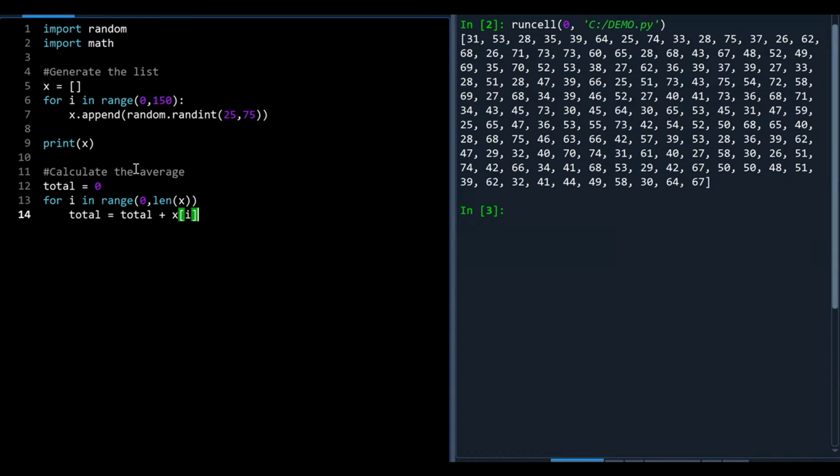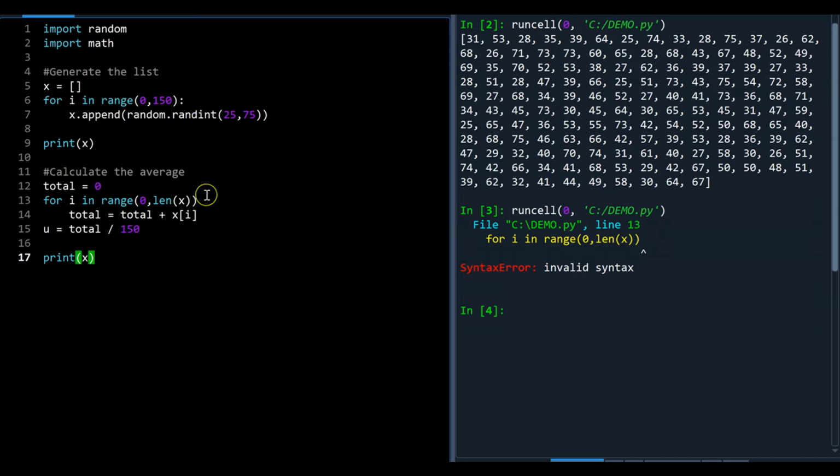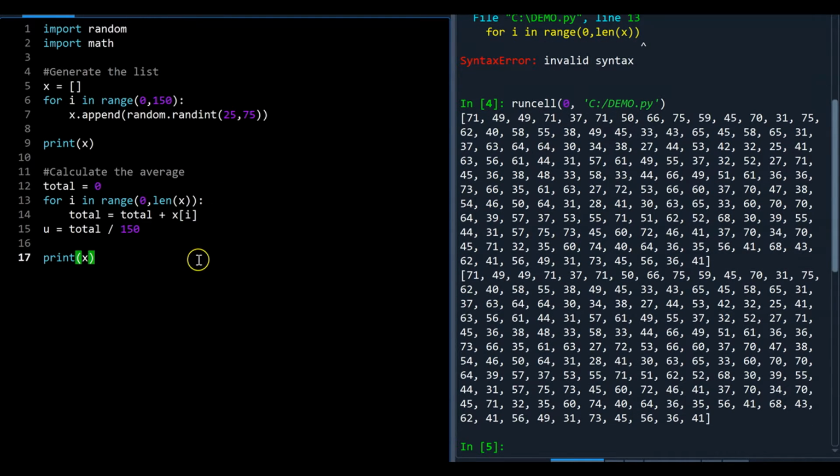And then I said to call the average u. So u is equal to total divided by 150. Let's print that out to make sure. Oops, I always forget the colon. What am I doing here? Let's see if I can find it. Maybe I'll stop printing x here for a second.